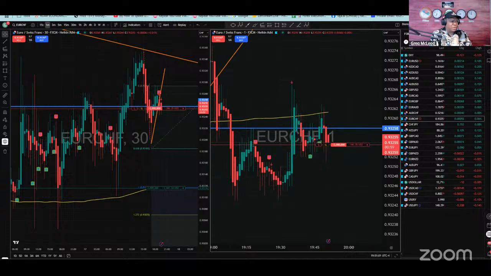Got tweezer tops on the 30. Ooh, that long wick just reaching out for some stops, and then we'll see if it'll turn back. 93.26.